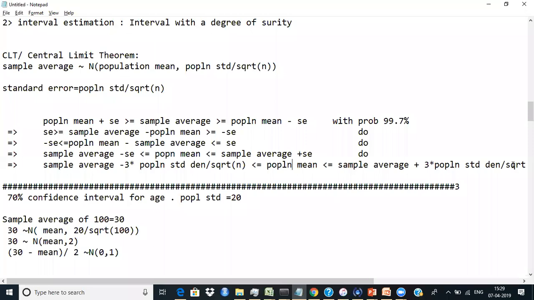Yes. The interval becomes wider. Yeah, as a result, the interval becomes wider.